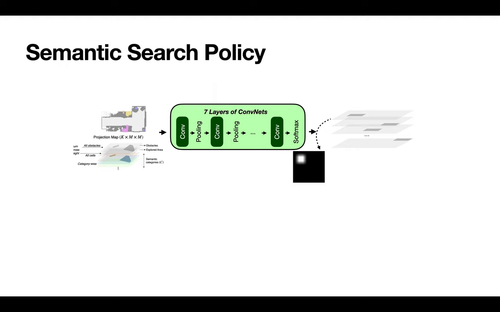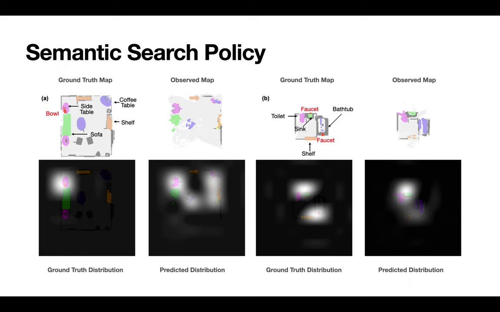The policy outputs the predicted distribution of the location of a small object given spatial configurations of large objects only. With semantic maps from the training scenes that contain only large objects, we train the policy in a supervised manner using the ground truth location of small objects as labels. Here are example outputs of the semantic search policy.